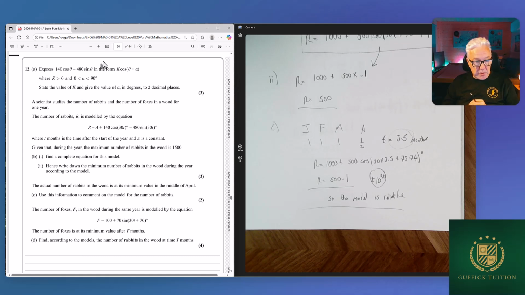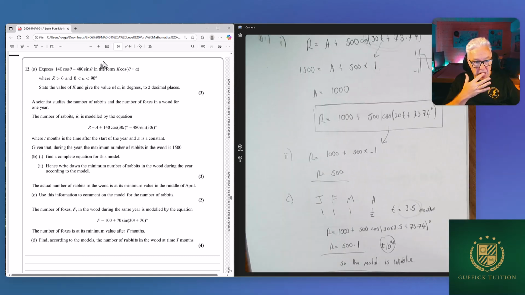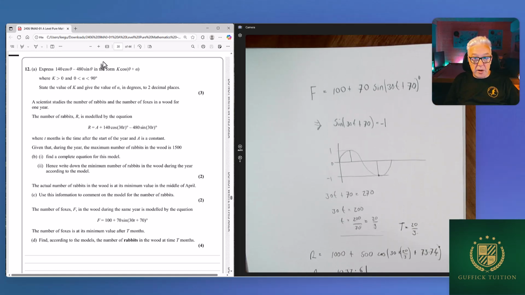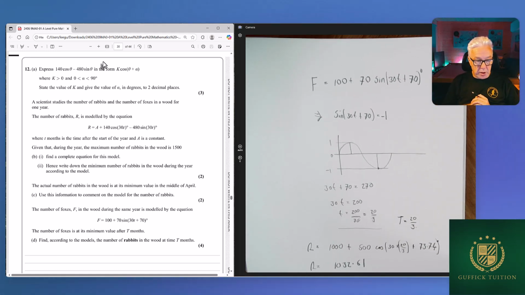Okay, last bit of this question now, what's going on with the foxes? The number of foxes in the wood during the same year is modeled by that equation: foxes equals 100 add 70 times sine of 30t plus 70. The number of foxes is at a minimum value after t months. Find, according to the model, the number of rabbits in the wood at t months. It's 4 marks as well. That's a lot of marks for this.